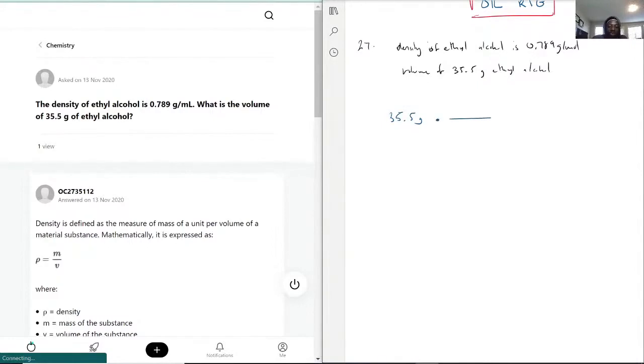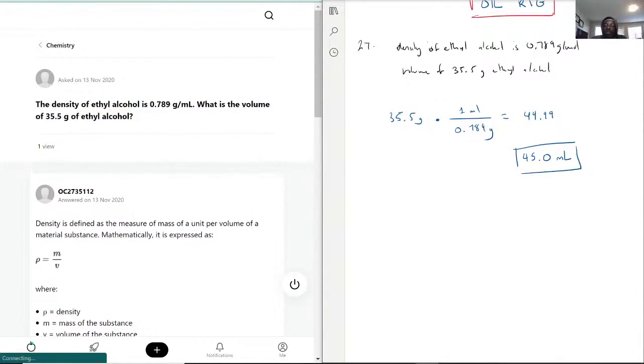So if we want to get rid of the grams, we want to make sure we put the grams in the denominator, which is 0.789, and then equals 1 mil. So to find the volume is going to be 35.5 divided by 0.789. Okay, that is going to be 44.99. If we want to round it to the nearest significant digit, because there's 3 sig figs, it's going to be 45.0 mils of ethyl alcohol. That's how you solve it.